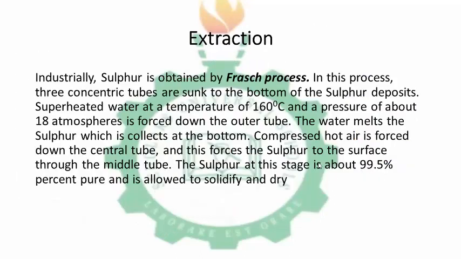And to the extraction. Sulfur is extracted industrially by what we call the Frasch process. In this process, 3 concentric tubes are sunk to the bottom of sulfur deposits. I told you that sulfur is deposited as a raw material in the USA and in Poland. After we've passed the 3 concentric tubes into the sulfur deposit, superheated water at a temperature of 160 degrees Celsius and a pressure of about 18 atmospheres is forced down the outer tube. Let me show you a picture of what I'm saying.